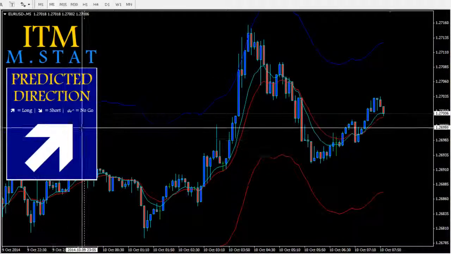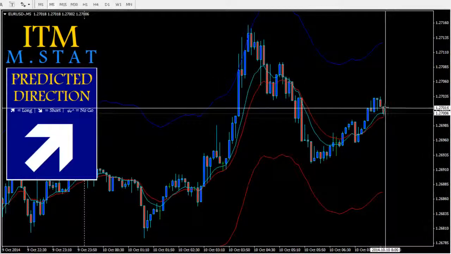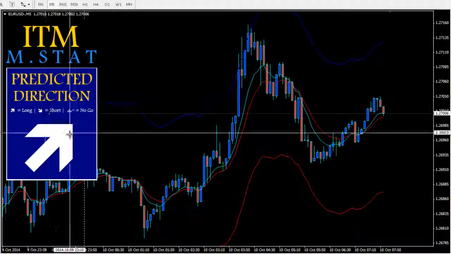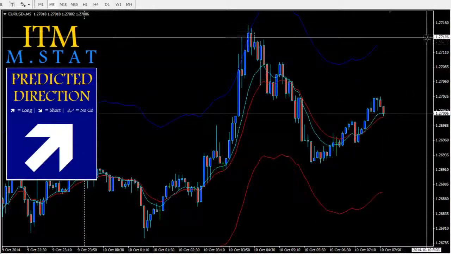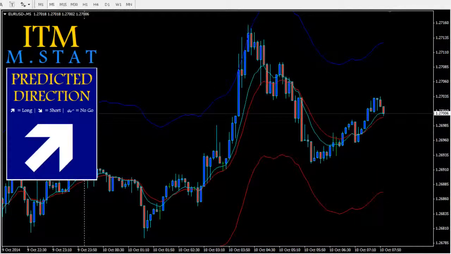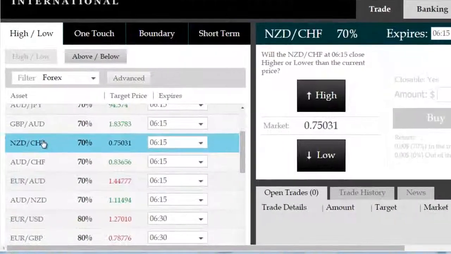Good morning. We're on the Euro USD here on the M5 time frame on ITM MStat again. Nice Friday morning here, fairly early. Predicted direction towards the long side. Price is just bouncing off of the middle EMA crossover region.